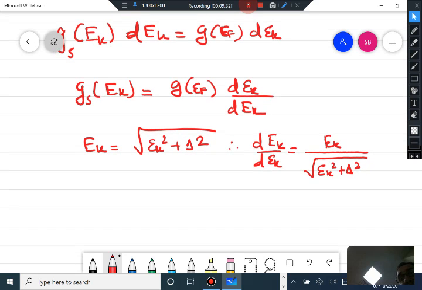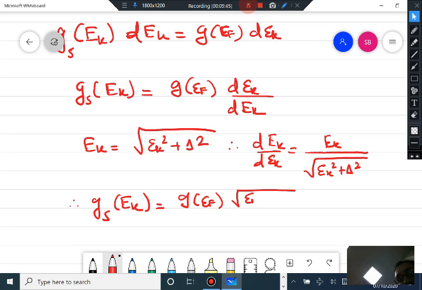Okay, now therefore Gs Ek is equal to G of Ef into square root of Ek square plus delta square divided by Ek. You just have to put it here and you will get this.